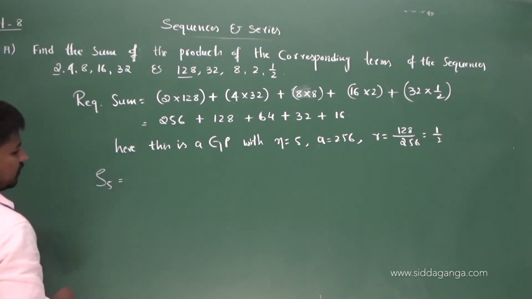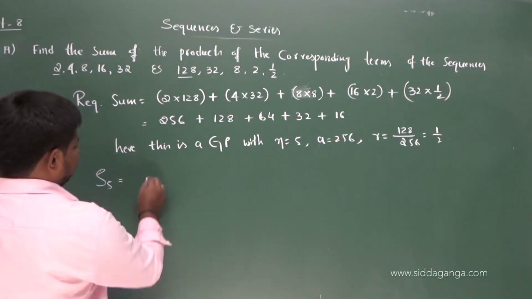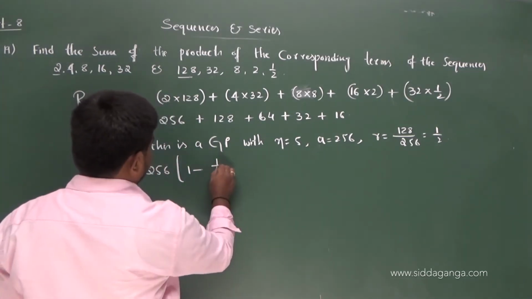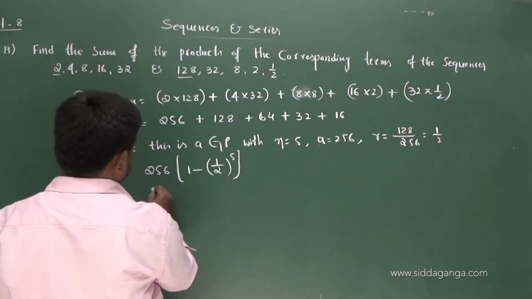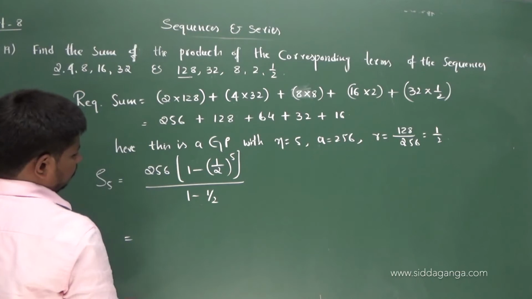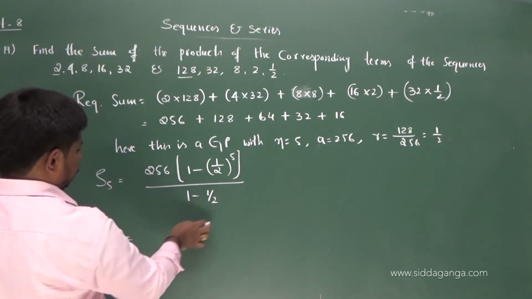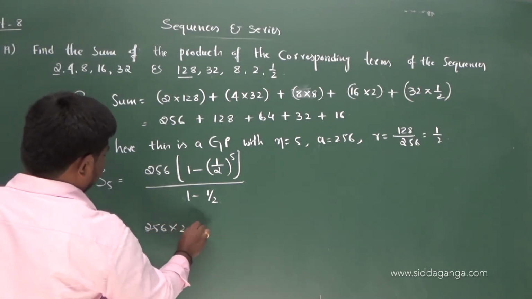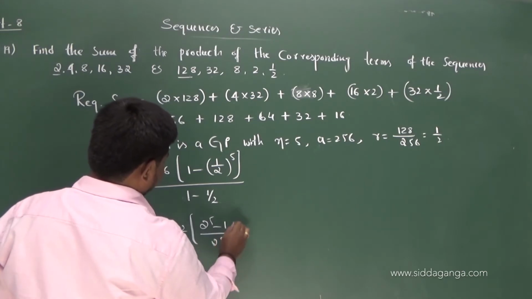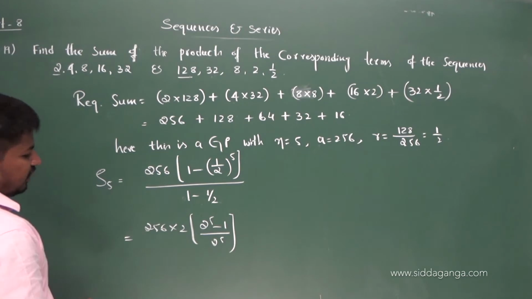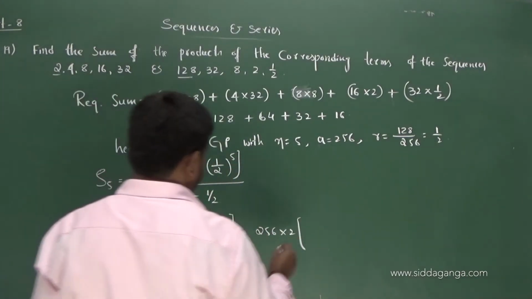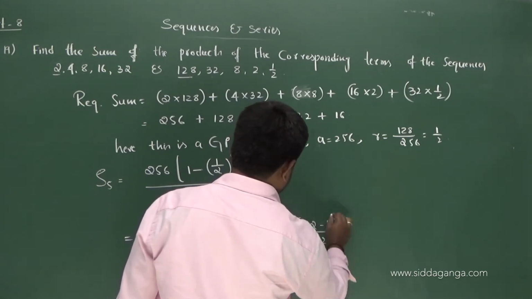S5. Required sum is S, A into, what is A? 256 into 1 minus R to the power n, because R is less than 1, so 1 by 2 to the power 5, divided by 1 minus R. So you get 1 by 2 at the denominator, so 2 is taken to the numerator, so 256 into 2, you get 2 power of 5 minus 1 divided by 2 power of 5, right. 2 power of 5 is 32, so 32 minus 1 by 32.